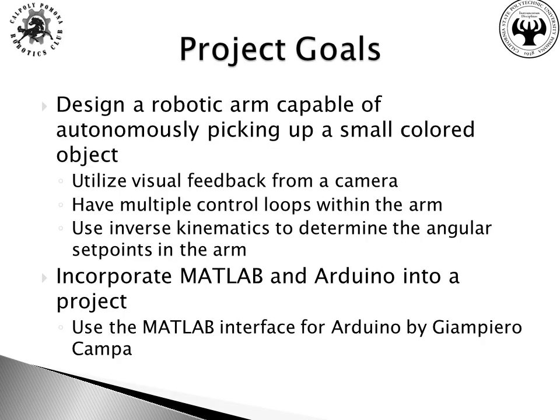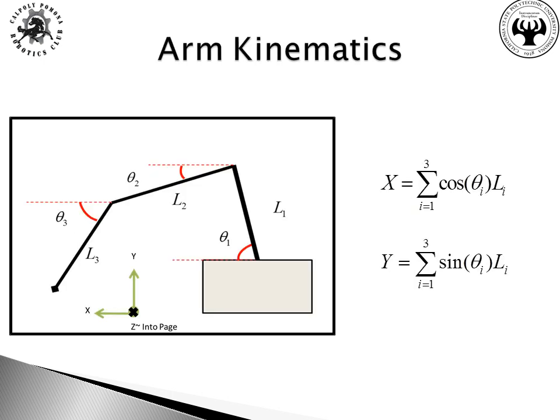For this project, there were two main goals. The first goal was to design a robotic arm capable of autonomously picking up a small colored object. The second goal was to incorporate MATLAB and Arduino into a project. To achieve the first goal, visual feedback was utilized from a USB webcam. Second, multiple control loops were utilized within the arm. And finally, inverse kinematics were used to determine angular set points within the arm.